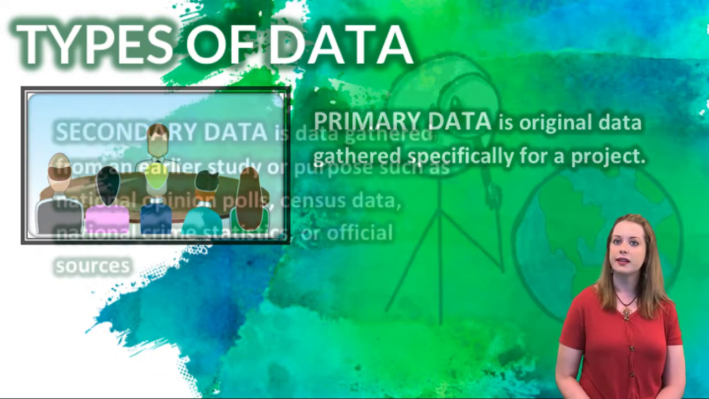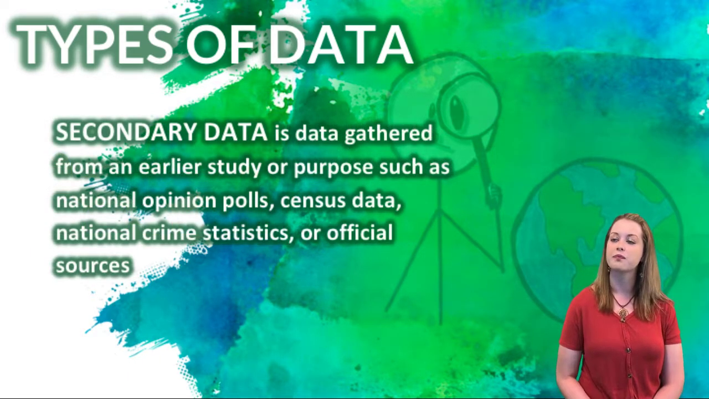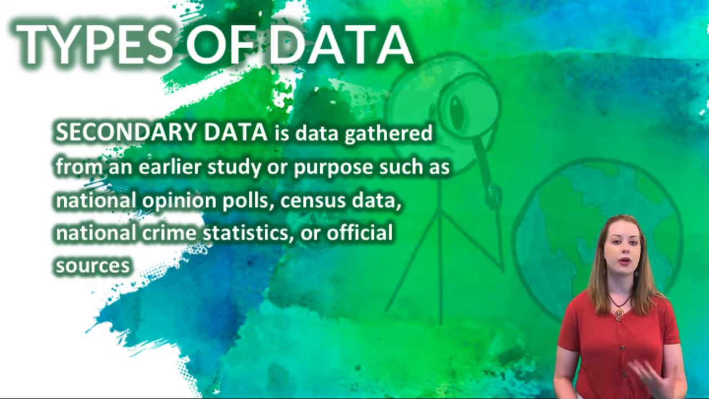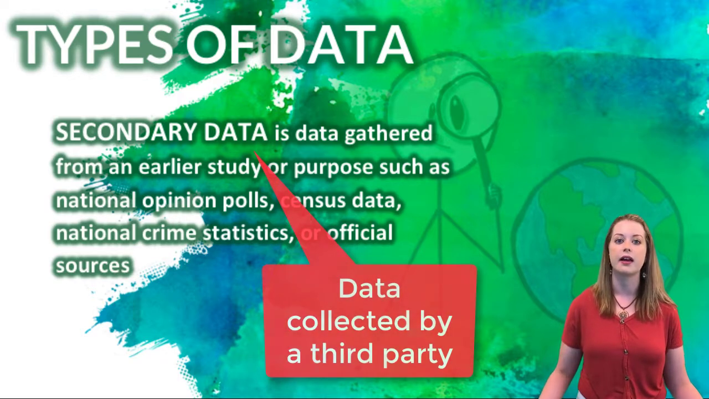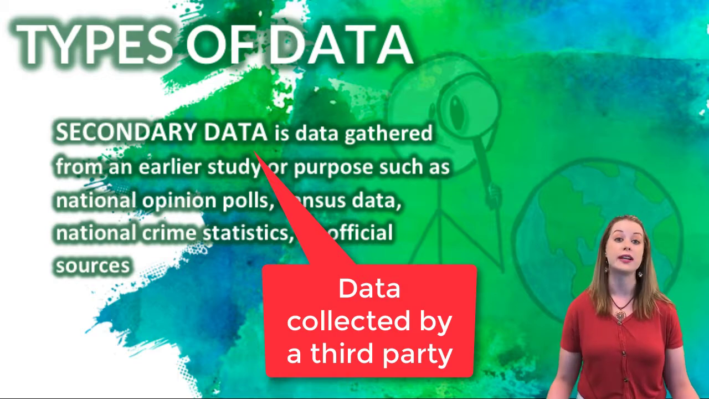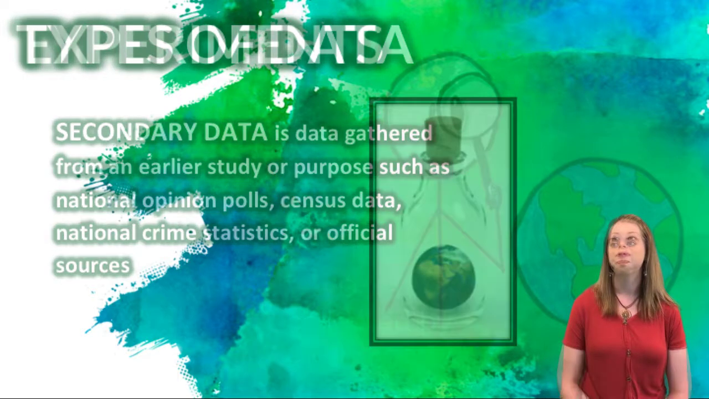Types of secondary data would be the census, national crime statistics, or the FBI. And again, secondary data is data that is collected by a third party, usually a government agency.